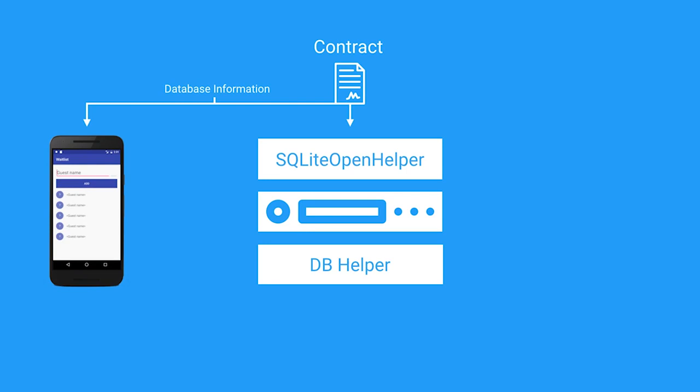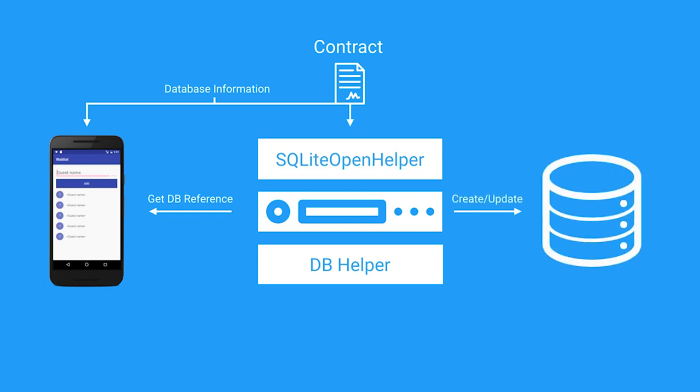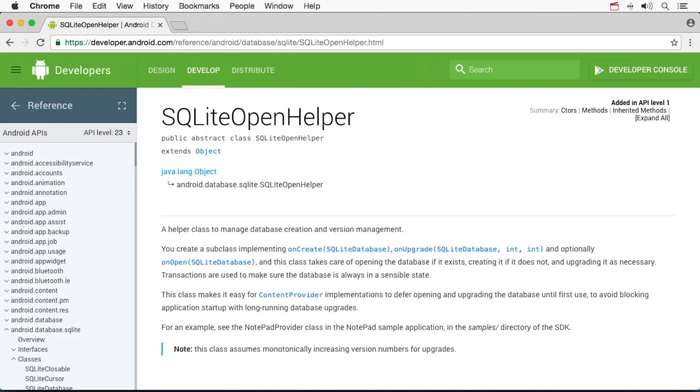SQLiteOpenHelper exists mainly to take care of creating the database for the first time and upgrading it when the schema changes. The DB_helper also provides other classes with a reference to the database, giving them a way to access its information through queries. SQLiteOpenHelper provides us with two important methods, onCreate and onUpgrade. onCreate is responsible for creating the actual database for the first time, while onUpgrade is responsible for making sure the database schema is up to date. We'll be overriding both onCreate and onUpgrade in our DB_helper class.